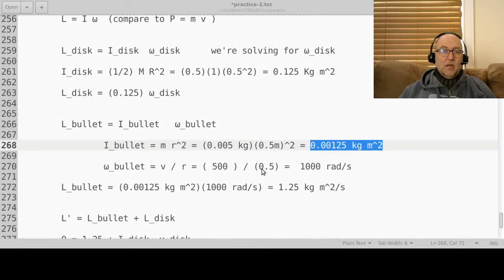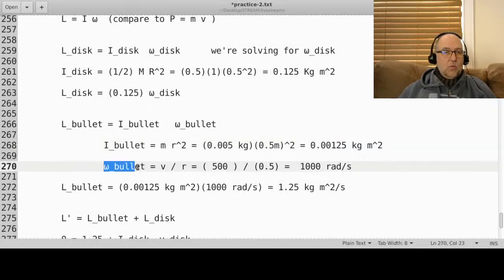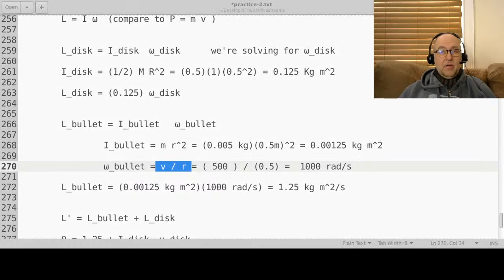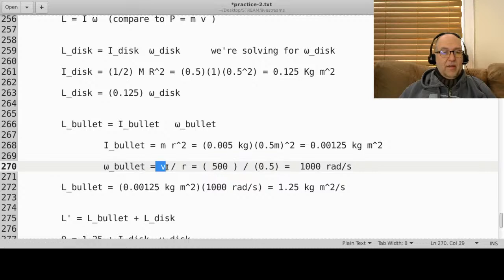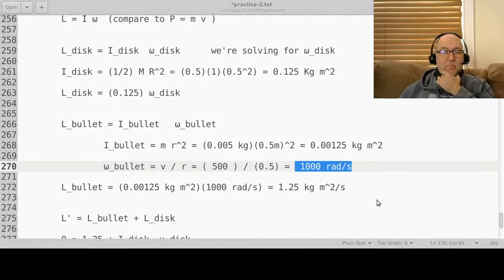Okay, for the moment of inertia of the bullet, 0.00125 kilogram meter squared. What about that angular momentum? Oh, geez. Sorry, I meant angular velocity. So what is the angular velocity of the bullet? Well, that's going to be v divided by r. And again, right when it's at the edge, that's 500 divided by 0.5. So it's traveling at 500 meters per second, and that's at 0.5 meters. And so that's 1,000 radians per second.